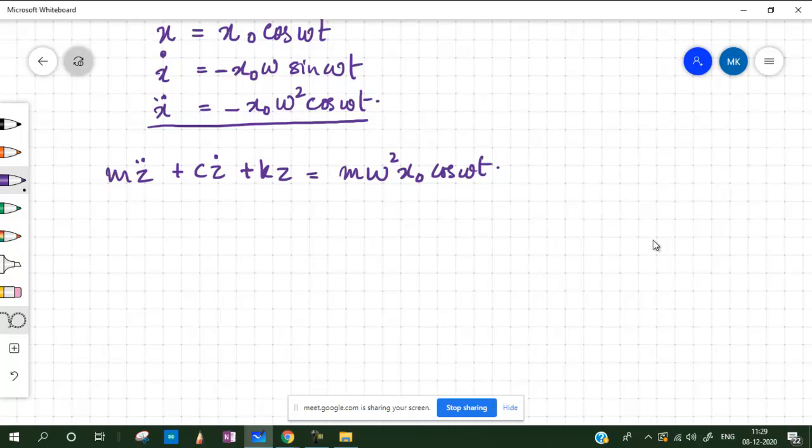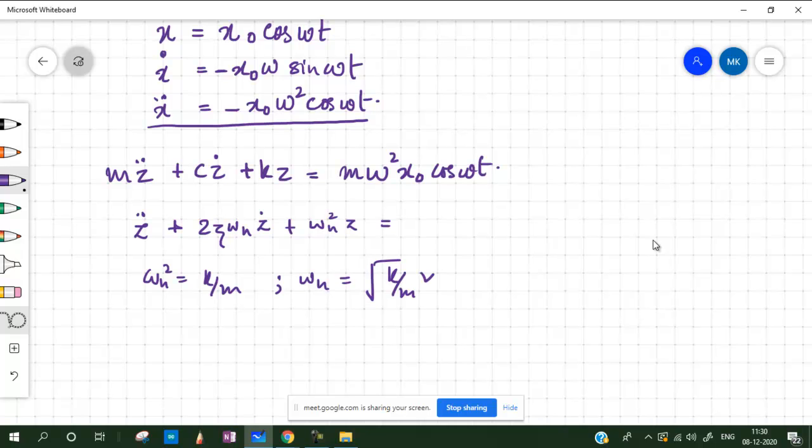But you must be remembering some expressions like this, where we would denote this by something like z double dot plus 2 zeta omega n z dot plus omega n square z. This is a very standard expression of second order systems, where we divide this by m. So k by m denotes omega n square. If we divide this whole expression by m, then this becomes k by m, then we have omega n square. So that gives us the natural frequency of the system, which is given by root of k by m, a very standard expression.